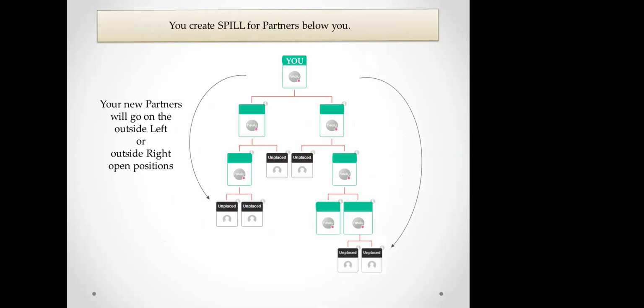So you create spill for your partners below you. Here you're at the top of your business center, and where you create spill is when you bring someone in and you put them clear down on the bottom left, outside bottom left, and the outside bottom right. All of these people did not sponsor that person, but they get to take advantage of the points and the sale points from those positions that are placed below them. So it really is just a huge benefit.